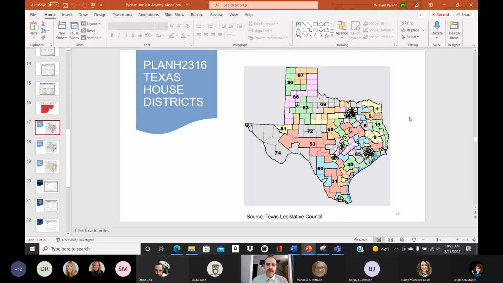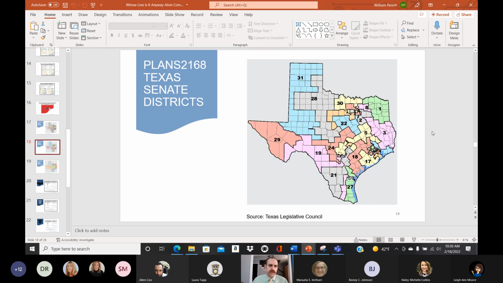This is Plan H2316, Texas House districts. So Texas has 150 House districts. I'm not going to spend too much time on this, but it shows you the lines of those new House districts. And if you're saying to yourself, well, I can't see 150 districts on there, it's because we would really have to zoom in for the large urban areas like the Metroplex, like Houston, San Antonio, and to an extent Austin, to see all of those districts. Remember, districts have to be nearly equal in terms of population, not land area. So the 74th Texas House District is incredibly big because there's hardly anybody who lives in this part of the state.